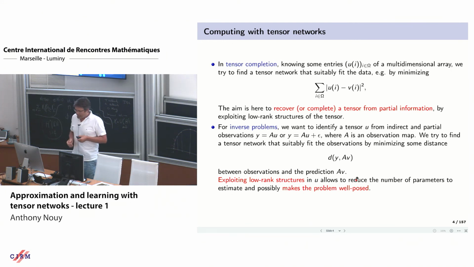A related problem, a more challenging problem, are inverse problems, where you want to identify a tensor from indirect and partial observations. So we have seen this type of problem in the course of Albert. So you are given some observation Y that are some transformation of U through an observation map, possibly noisy. And here using tensor networks is a way to make the problem well posed. So in practice, you will try to minimize some distance from the observation and the prediction given by your tensor network through the observation map.